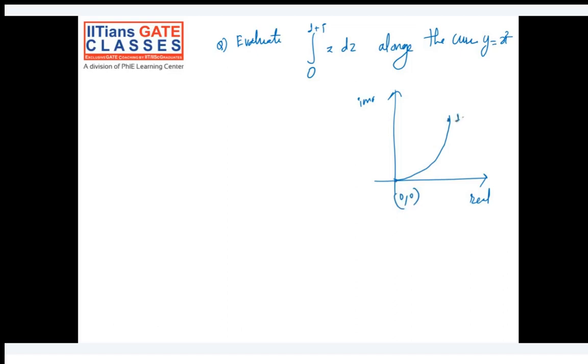Because the upper limit z is 1 plus i, and 0 means 0 plus 0i. And the function is y is equal to x square. This is the curve C. So we need the integration over curve C, y is equal to x square, from 0 to 1 plus i of z dz.